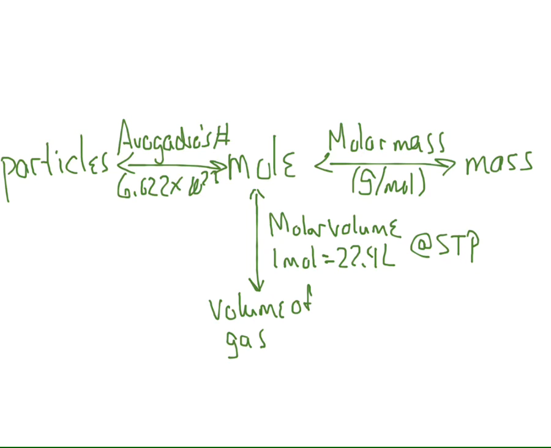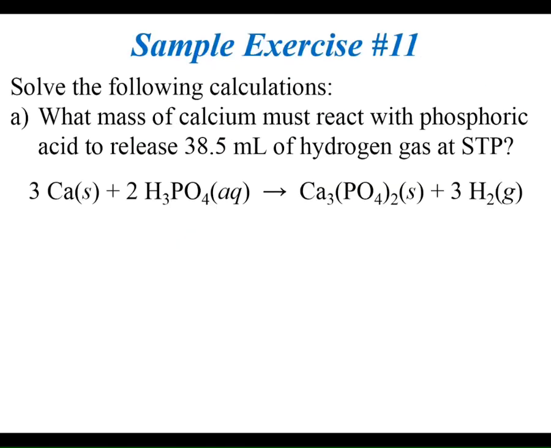So, okay, let's just look at this and see how this might help us out. So pull out your handout, please, and then we'll look at number 11. What mass of calcium must react with phosphoric acid to release 38.5 milliliters of hydrogen gas? And here's the key, at STP. So whenever you see at STP, you go, oh, ding, ding, ding. That means I can use molar volume. So underline at STP or highlight it so you remember, aha, this means I can use molar volume. Okay, so let's figure out what we know, what we don't know.